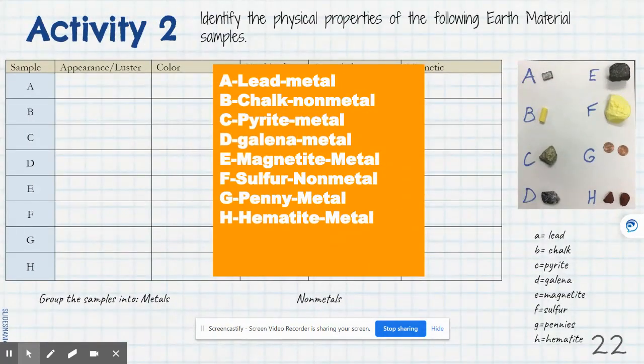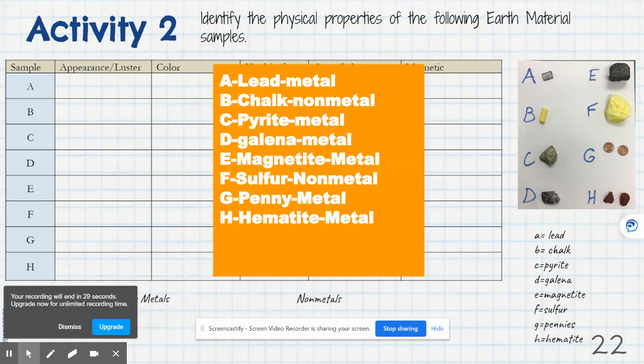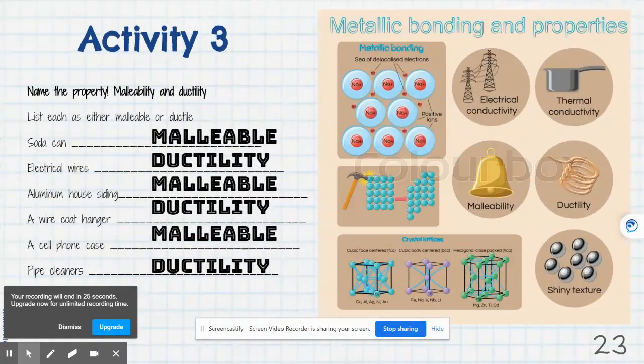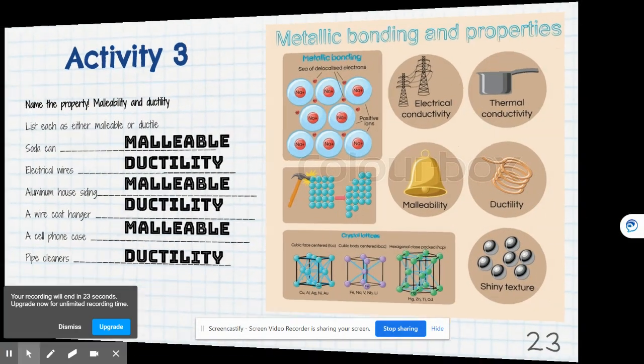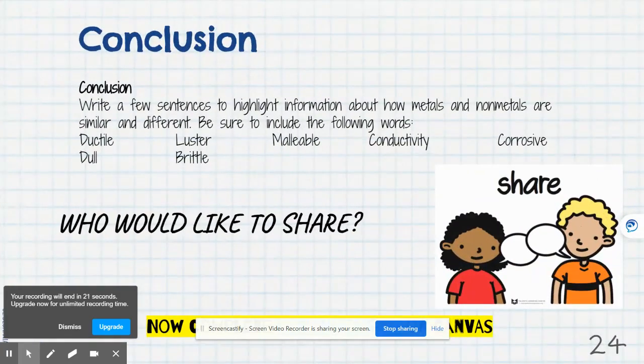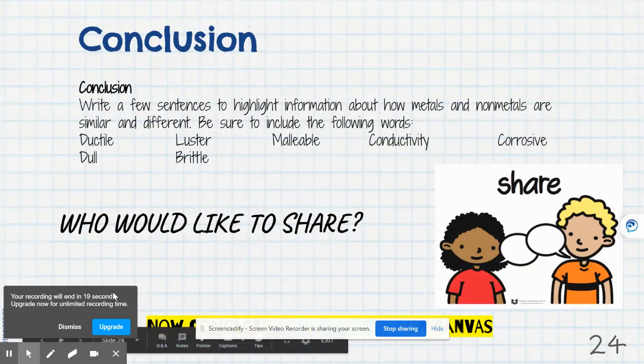The correct answers are: lead is a metal, chalk was a nonmetal, pyrite was a metal, galena was a metal, magnetite was a metal, that's the one that was magnetic. Sulfur is a nonmetal, a penny is a metal, and then hematite was a metal. The answer's there, and then a conclusion. Please stay tuned for part 2.